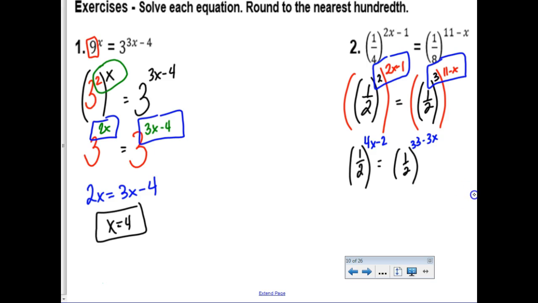Now you would say, okay, great, I have the same base. So my next step is to say the exponents have to equal each other. Oh boy. All right, so we're going to add 3x over. We're going to add the 2 over. And we came up with a beautiful x equals 5.